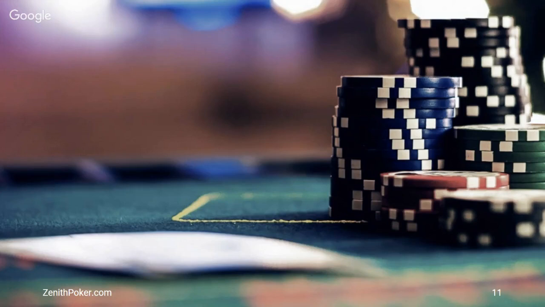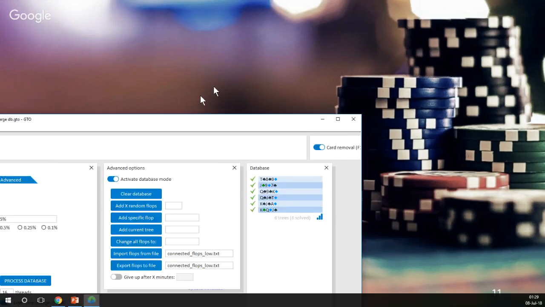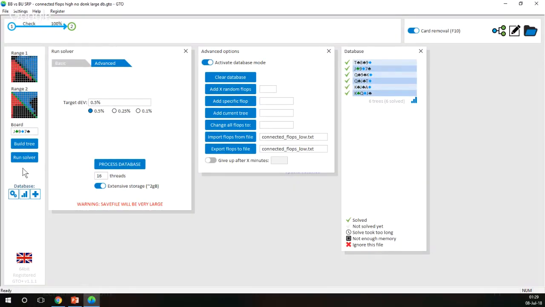Yep, you can use the database feature. How do you feel about looking into databases for population tendencies and trying to exploit that? Here in GTO Plus, if you go to run solver, then advanced, you can activate database mode, and put in a bunch of different flops and run them using the same tree, or look at one flop and run different trees. Then you click start and process database, and it processes all the hands in that database.